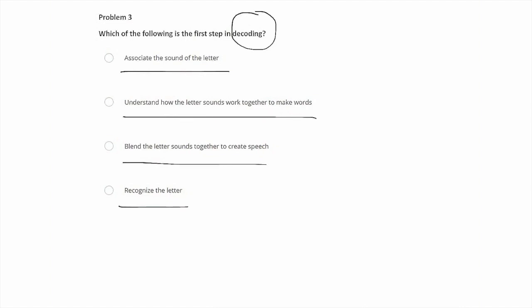So let's go through the order of these steps that are listed. For decoding, you first have to recognize the letter. Then you have to associate the sound of the letter. Then you have to understand how the letter sounds work together to make words. And then you have to blend the letter sounds together to create speech. So as you can see, the first step is to recognize the letter.